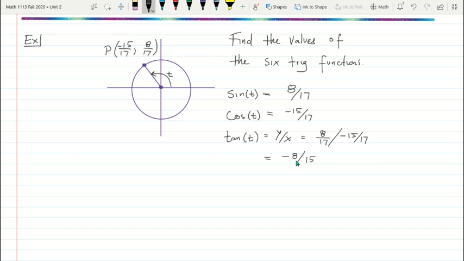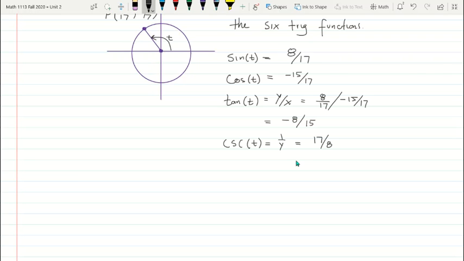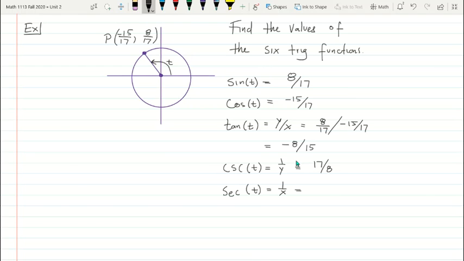Okay, then we have cosecant, and it's equal to 1 over y, so I'll just start putting that definition there. So it's pretty much the reciprocal of the y value. Then there is secant of t, which is 1 over x, and the x value is going to be negative 15 over 17, but if you flip it around, you get negative 17 over 15.